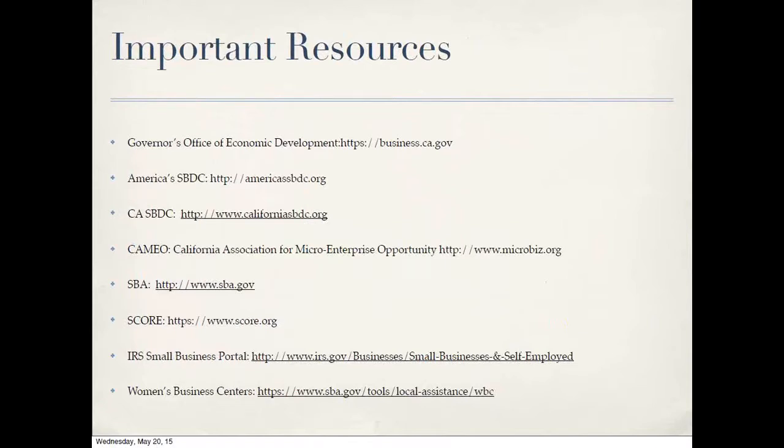And even though a lot of us are not fans of the IRS, or they make us nervous, the IRS does have a good small business portal. So I do suggest that you go there, and they do have some good tips on hiring, and it is a good resource. And then the Women's Business Centers are in the state, and they are also a good source for assistance. So as you can see from this list, and there are probably more, these are the highlight list of resources that are out there to help you.